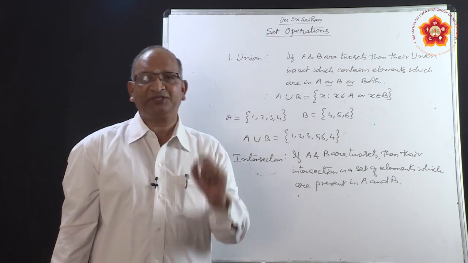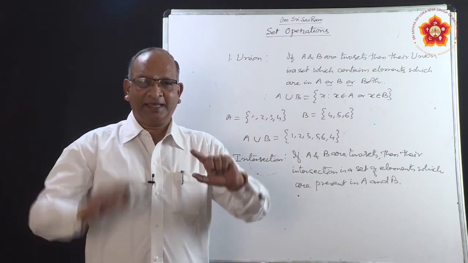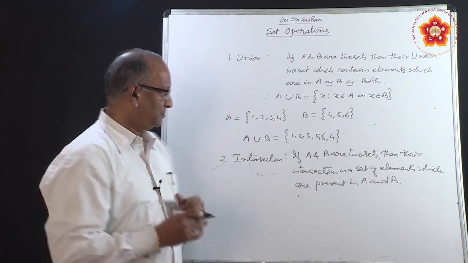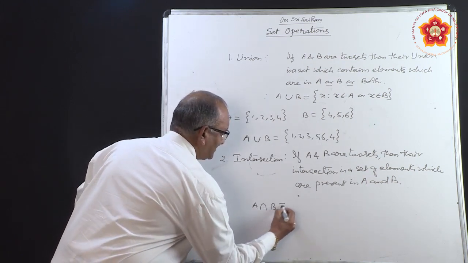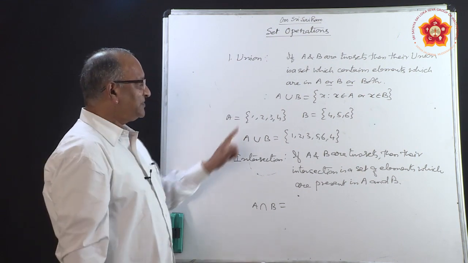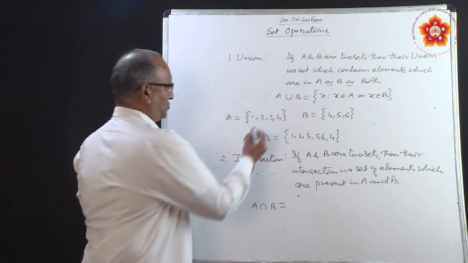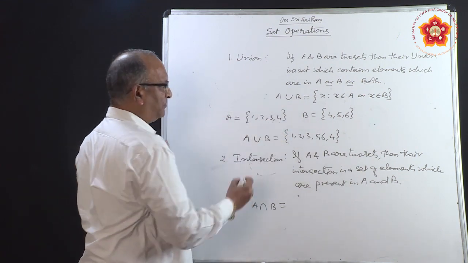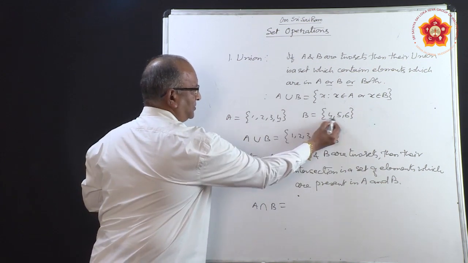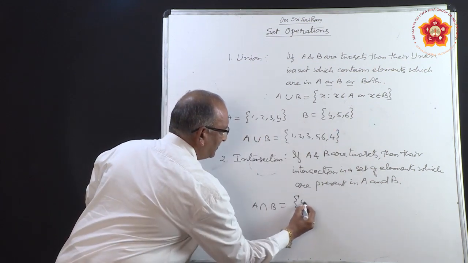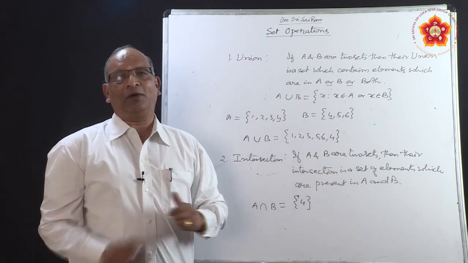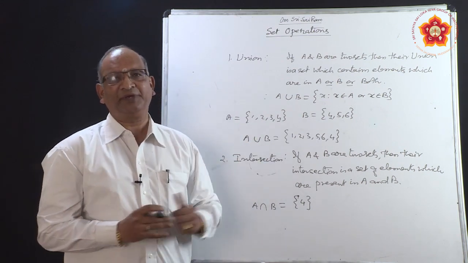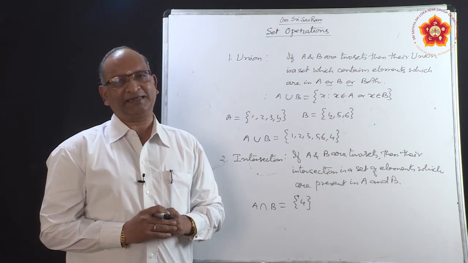And the symbol which is used for intersection is upside down U. A intersection B is equal to the elements which are in A and B both. So which are the elements which are there in both? It is only 4. So the answer is 4. This is the second operation. First one was union, second one is intersection.